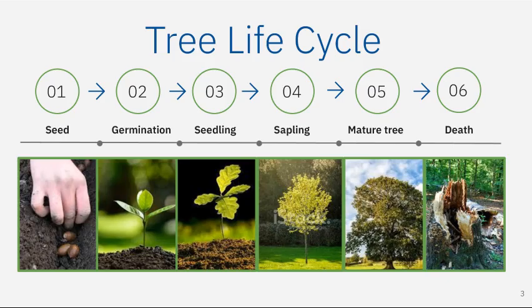A tree's life cycle begins with a seed. If the seed is planted in the right conditions, with proper nutrients, light, water, and soil, it will begin to germinate. As the seed enters the germination phase, it absorbs water and nutrients. It grows in size and forms a radicle, the beginning of a root system, and a shoot, the beginning of a trunk.